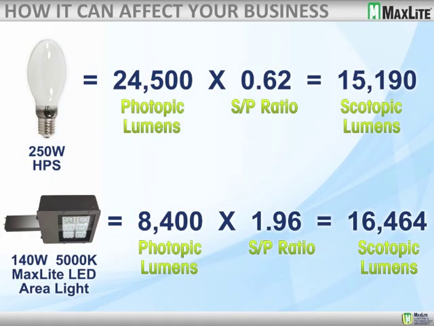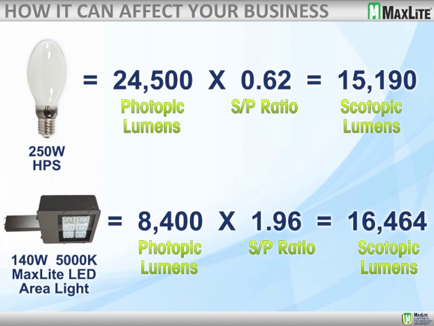So let's break it down. If I've got a high-pressure sodium lamp that has 24,500 lumens, and it has an SP ratio of 0.62 because it has a pretty poor CRI and a warmer than natural Kelvin temperature, when you do 24.5 times 0.62, you've got about 15,000 what they call scotopic lumens. You have 24,500 photopic lumens. You have 15,200 scotopic lumens.